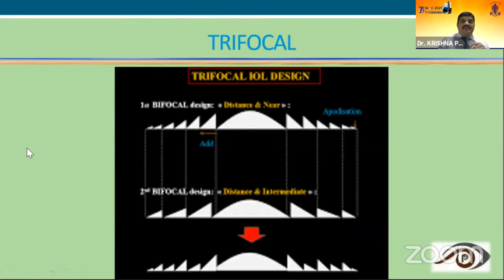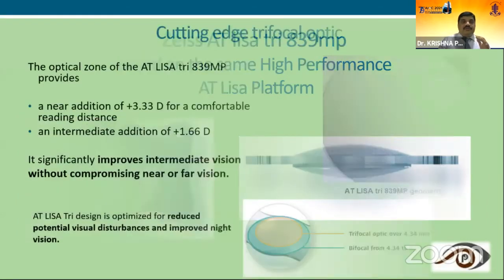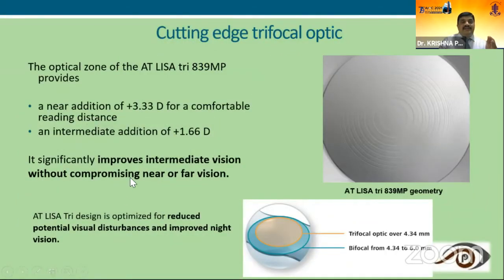So this is the design. This is the first generation bifocal IOL, where a lot of rings were there, then it became the second generation bifocal. Then the third generation trifocal has small and larger wedges on the intraocular lens. So my talk today is about the Lisa tri 839MP trifocal from Carl ZEISS. Here the near addition is 3.33 and the intermediate addition is 1.66. That improves intermediate vision without compromising near vision.